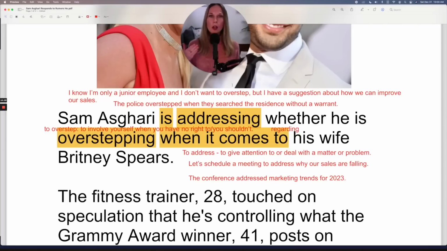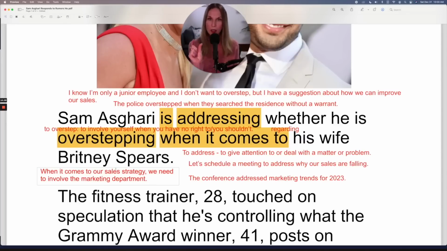We use this a lot at the beginning of a sentence. So that's how I'll show you how to use it, because I think this will help you sound quite advanced. You might say, when it comes to our sales strategy, just because we've been talking about sales in my other examples, when it comes to our sales strategy, we need to involve the marketing department. Okay. When it comes to our sales strategy.